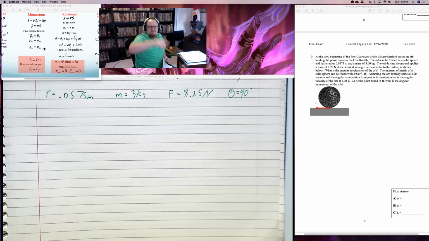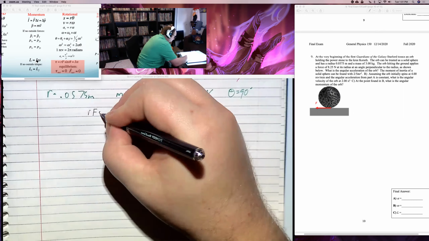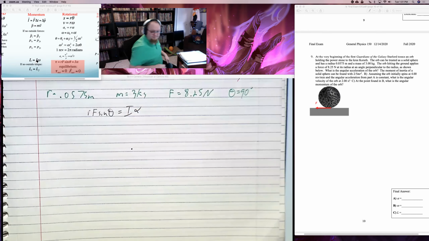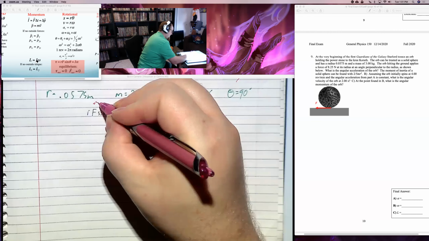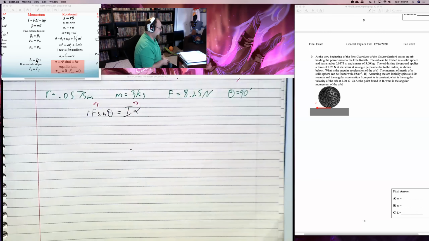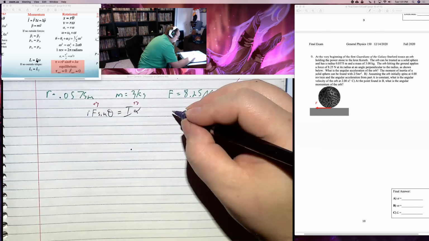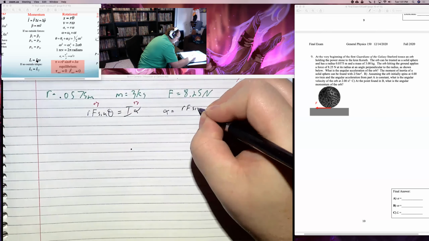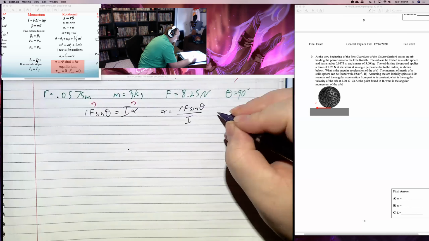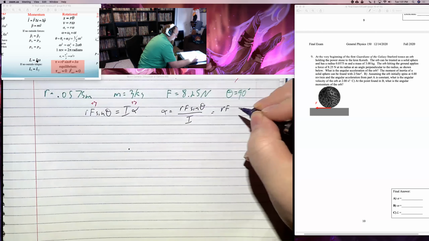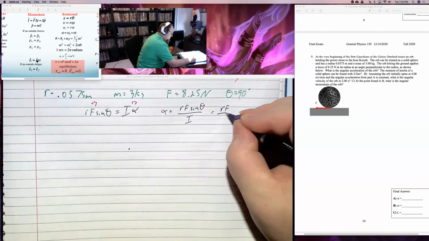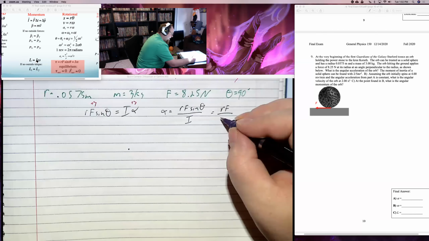I also gave a force. So I'm going to look at those equations with forces and moment of inertia. Take a look: torque, which is RF sine theta, is also I alpha. I gave really 3 equations for torque. That means the angular acceleration is just RF sine theta over I, or in this case, RF sine theta, but the sine of 90 is 1, over I.